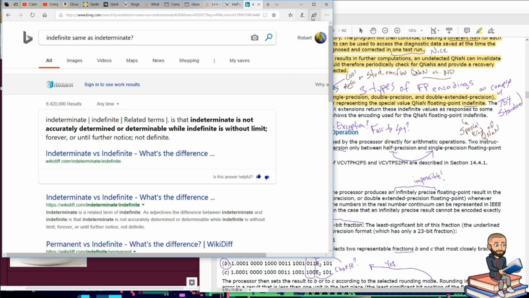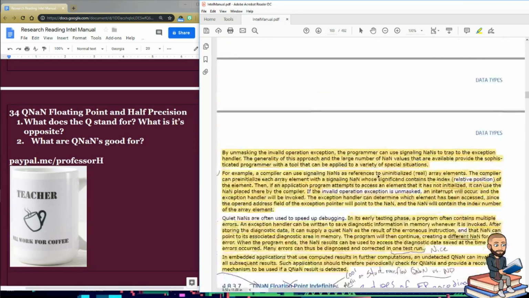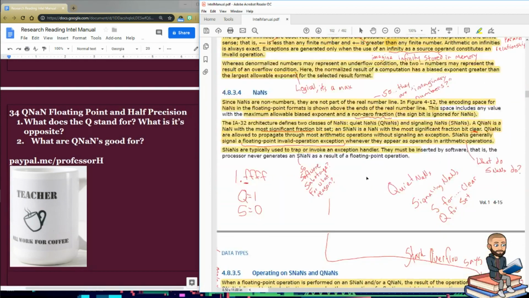is without limit. So the x87 FPU and the Streaming SIMD Extensions, all four of them, and the AVX extensions, they return these indefinite values as responses to some masked floating point exceptions. And table 4-3 shows the encoding used for the QNaN floating point indefinite. So let's scroll up to 4-3 real quick.